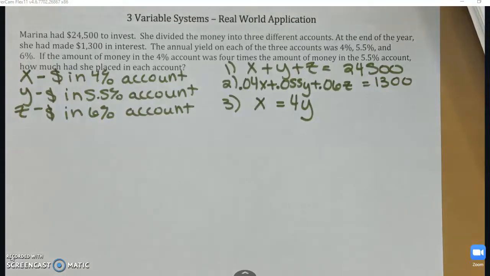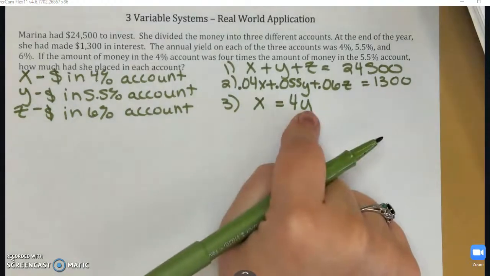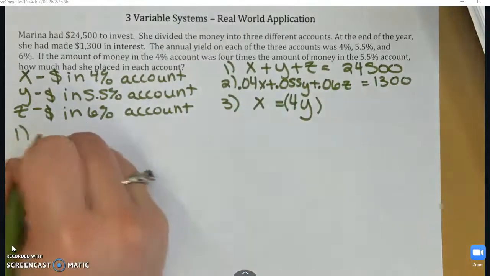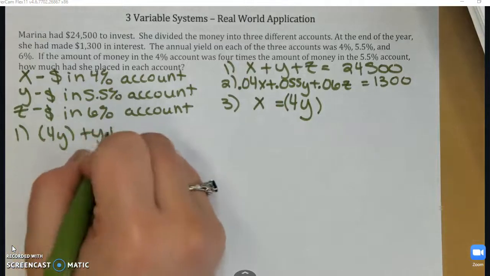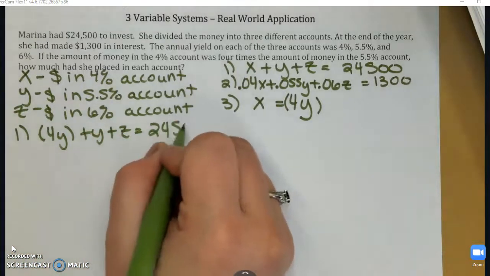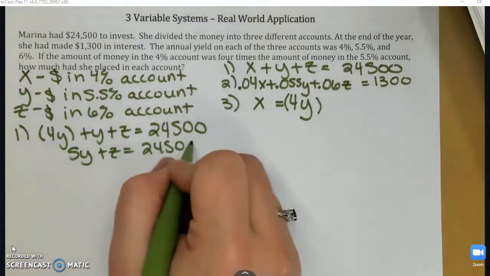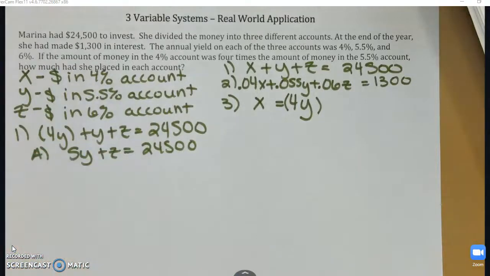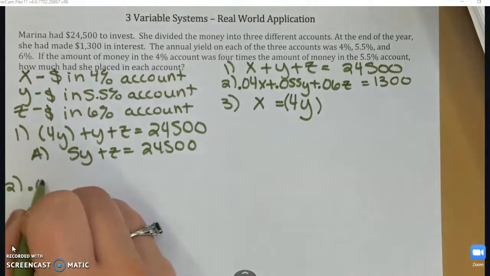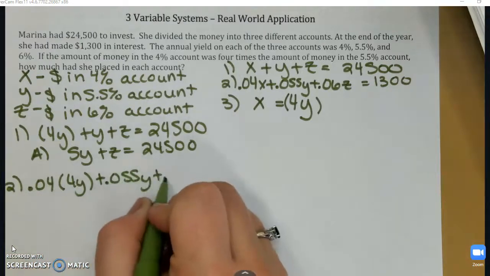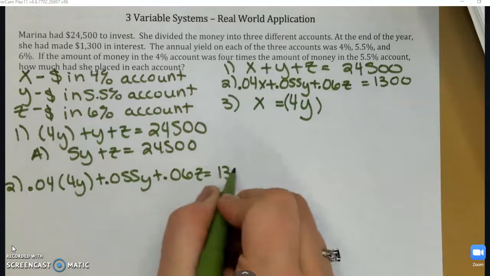Now this is the same technique you've been using to solve systems before, substitution or elimination. Well, I already have X isolated here, so I'm going to substitute this into equation 1. So in equation 1, this is now 4y plus y plus Z equals 24,500. So 5y plus Z is my equation A. All right, I am going to go ahead and substitute this again into equation 2. So that's going to be 0.04 times 4y plus 0.055y plus 0.06z equals 1,300.